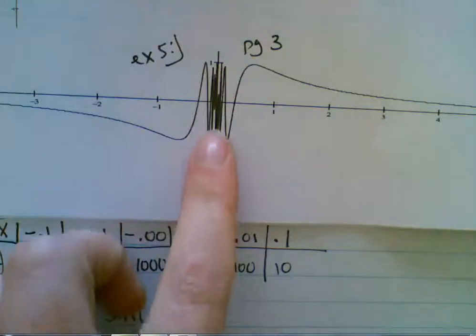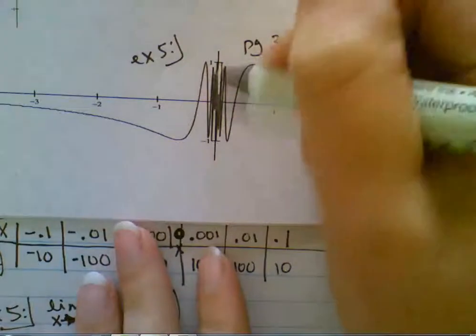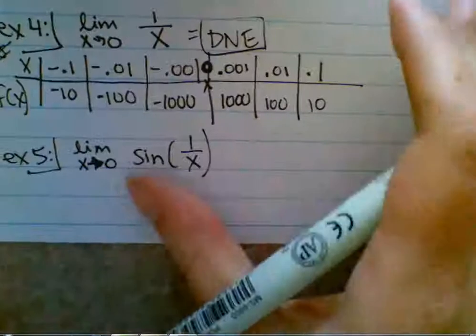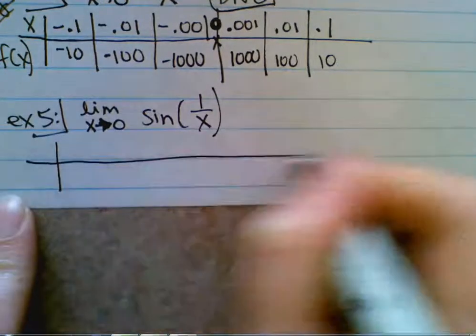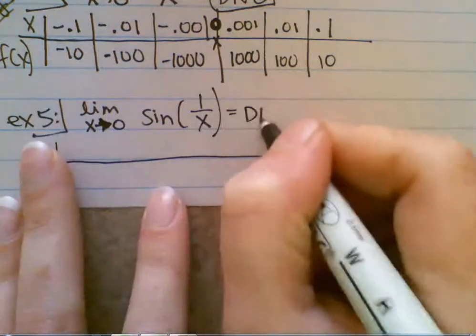And you're going to see here, guys, your graph is actually oscillating back and forth as it approaches 0. Okay, so it's not approaching a value. It's actually oscillating back and forth, back and forth, back and forth. Okay, so it's not approaching an exact value. So when you set up your table again, you can do the same way. You can use the same values as our last example. But you're going to end up seeing that the limit does not exist.